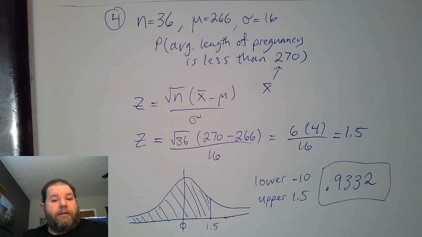Now problem 5 is a lot like problem 4. The only difference is we want the probability that the average length of pregnancy for the sample is greater than 260 days.